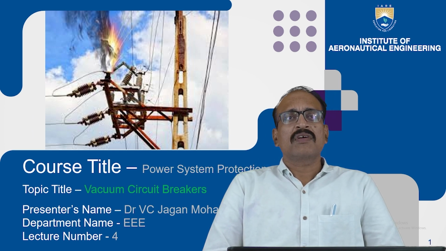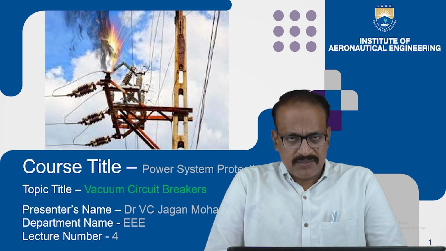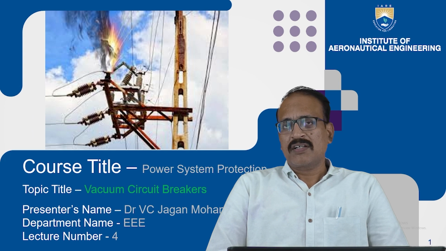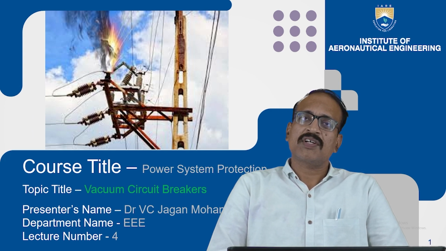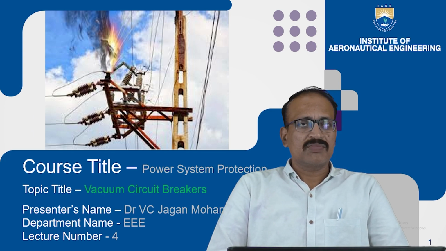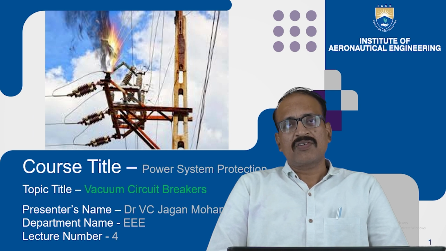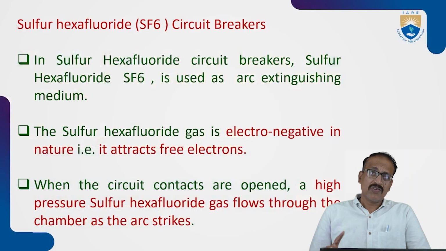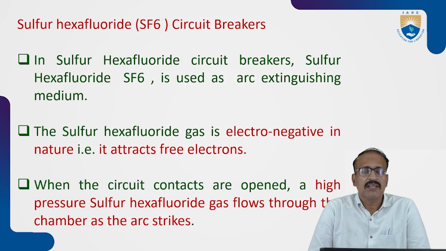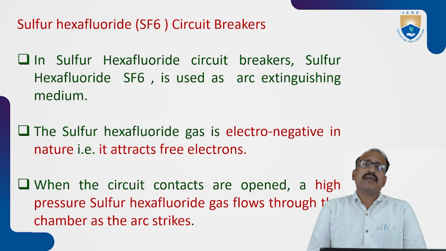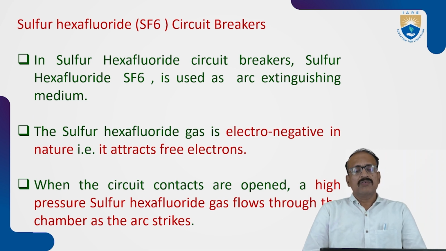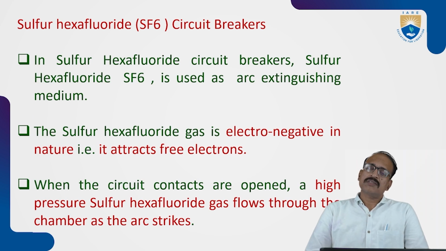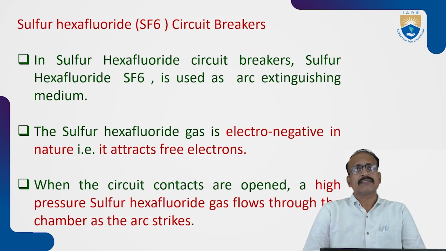We have been discussing the power system protection subject, and we have discussed circuit breakers: why a fault occurs, what is the necessity and purpose of the circuit breaker, the types of circuit breakers, and how the circuit breaker operates. In our previous class, we discussed the SF6, sulfur hexafluoride, circuit breaker.